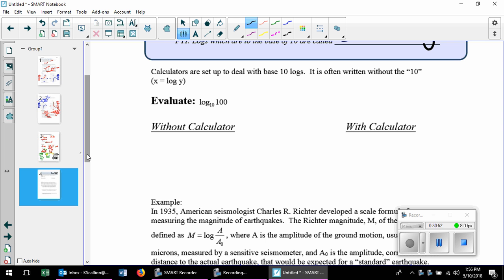Okay, let's do it without a calculator. So that's going to be putting it in exponential form. So I'm going to set this equal to some variable. I'm picking k. So it's going to be 10 to the exponent k equals 100. Can you write 100 as a base 10 number? Yes.